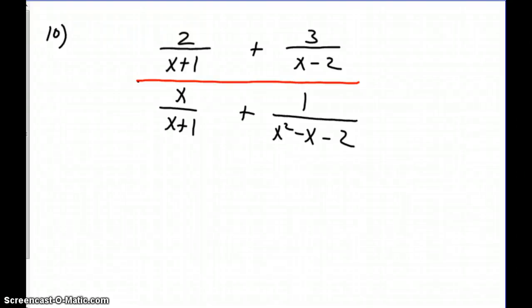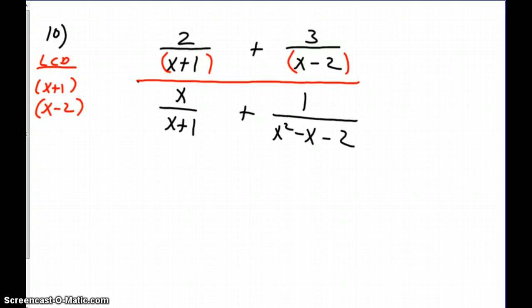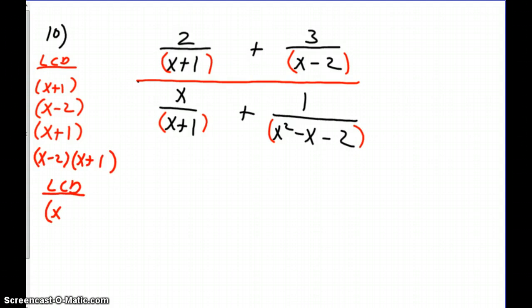Number 10 is similar to number 9, so here's what you're going to do. First thing you're going to do is find the LCD of the following: x plus 1, x minus 2, another x plus 1, and then x squared minus x minus 2, okay? Which comes out to be x minus 2 times x plus 1. So the LCD is x minus 2 times x plus 1.